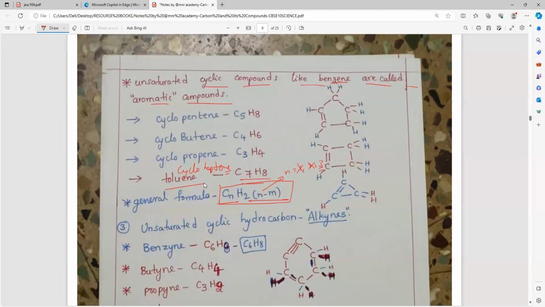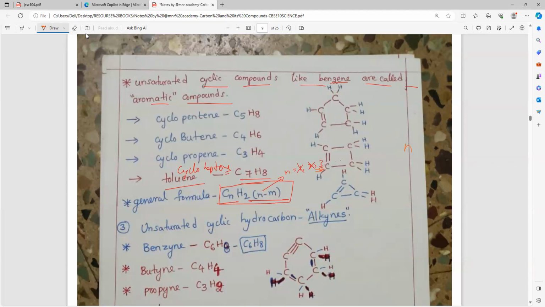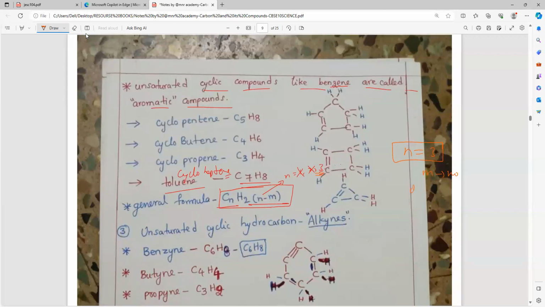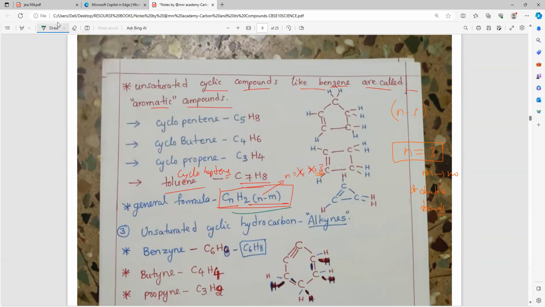N starts from where, guys? It will start from n equal to 3 only. And remember, m indicates the number of double bonds. Sorry, double bonds, not triple. Number of double bonds, that is what the minus m means. Basically, if you notice, here no general formula will exist.